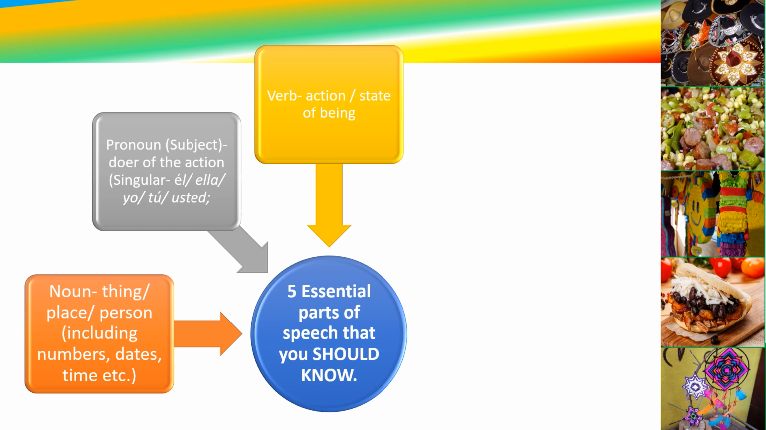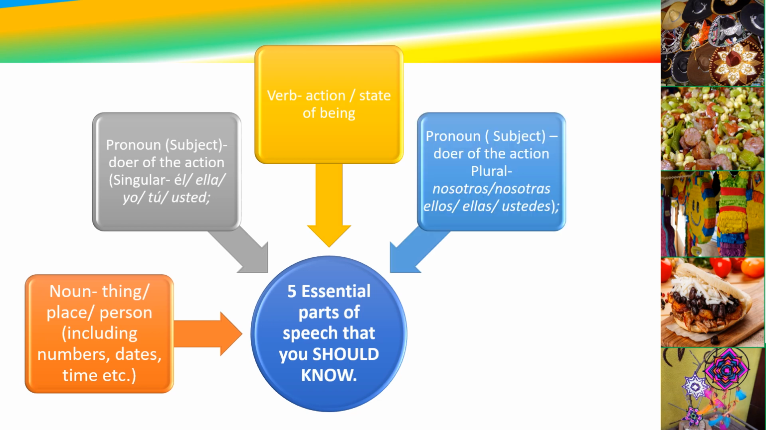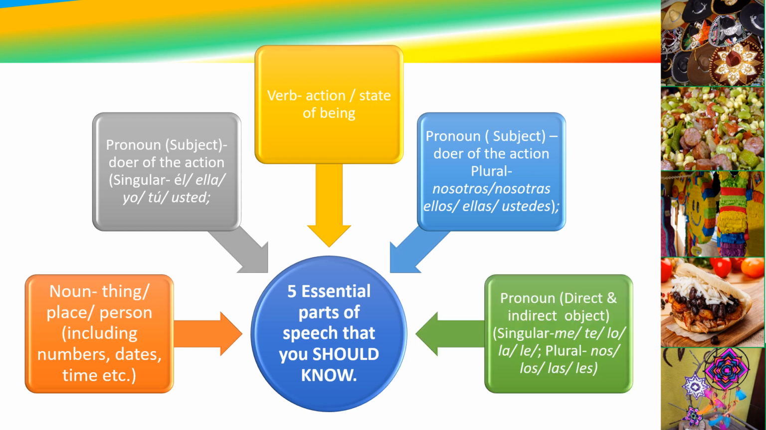We have our object pronouns, and these can be direct or indirect, singular and plural. So we have the singular form. The singular forms of indirect and direct pronouns are me, te, lo, la, le, and the plural nos, los, las, les.